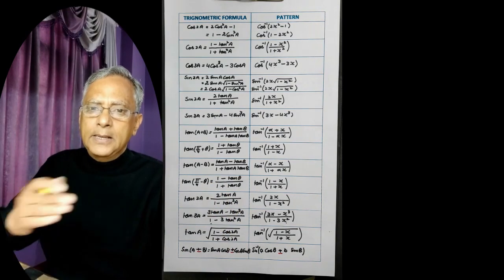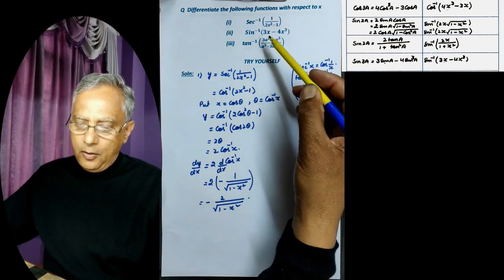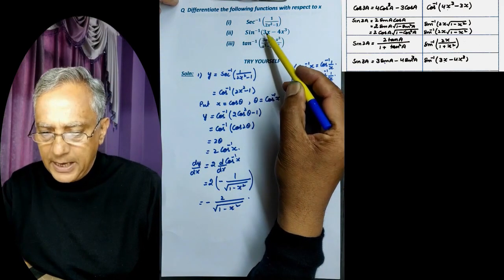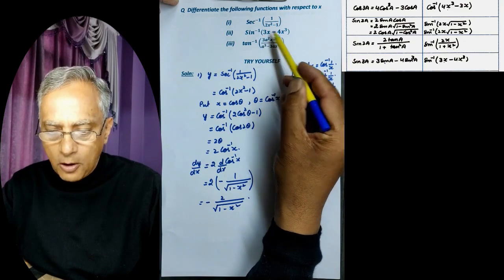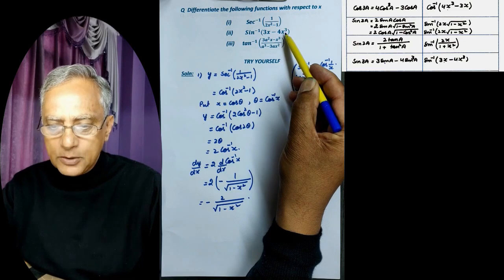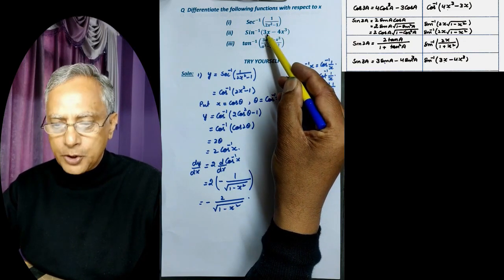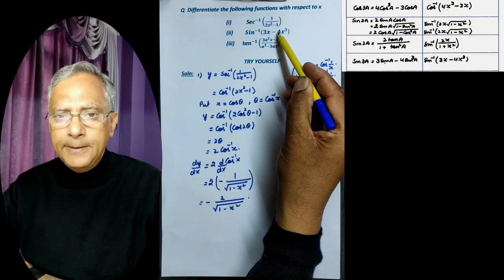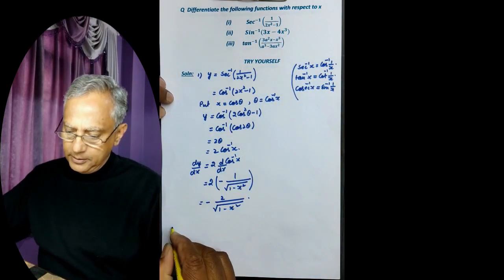Now I come to the main question. So now we see that we have sine inverse of 3x minus 4x cube. The formula corresponding to this pattern is 3 sine A minus 4 sine cube A, which is sine of 3A. So the substitution should be x equal to sine A. You can try this yourself. I am taking this question.